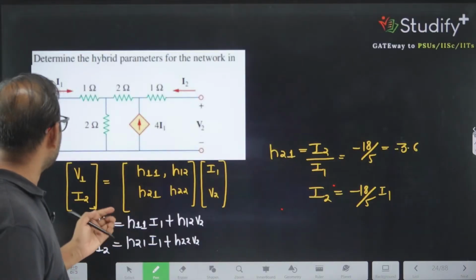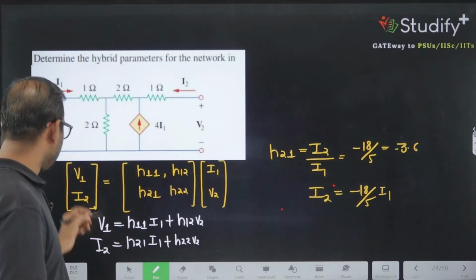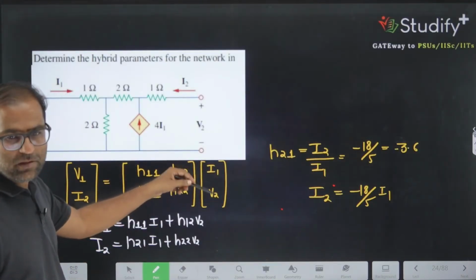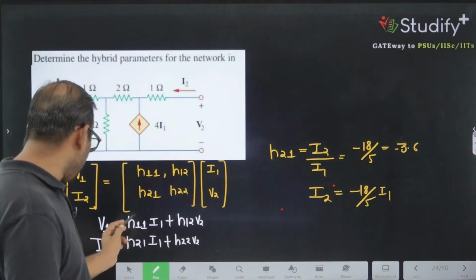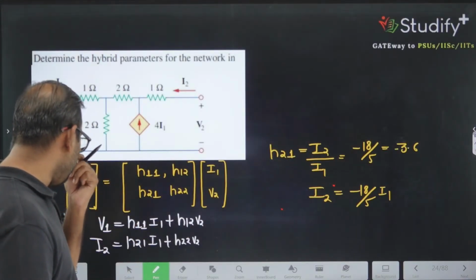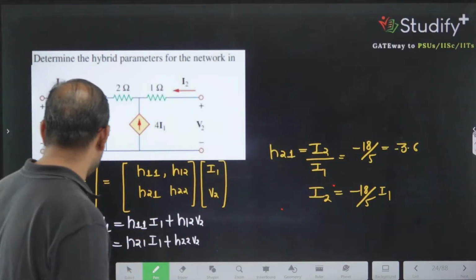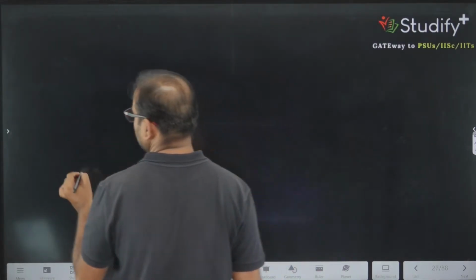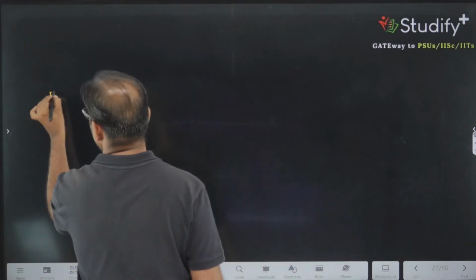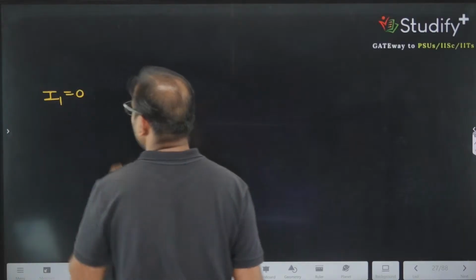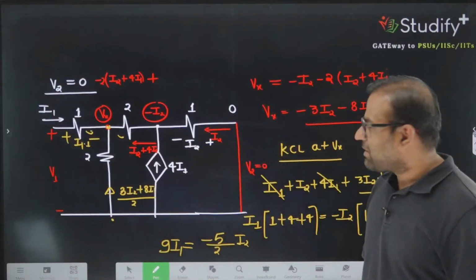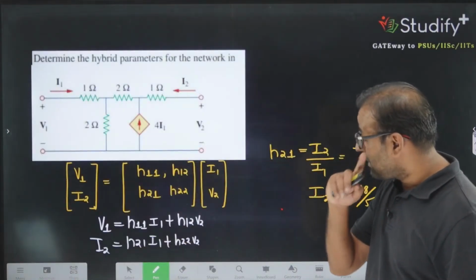V2 equal to 0. Now you have to make I1 equal to 0. This is the independent variable, so you have to make I1 equal to 0. If you make I1 equal to 0, you can find the voltage gain. So let's make I1 equal to 0 also. If you replace I1 equal to 0, how will your network look? The network will look like this.